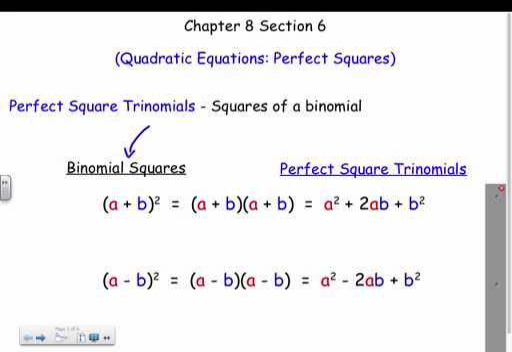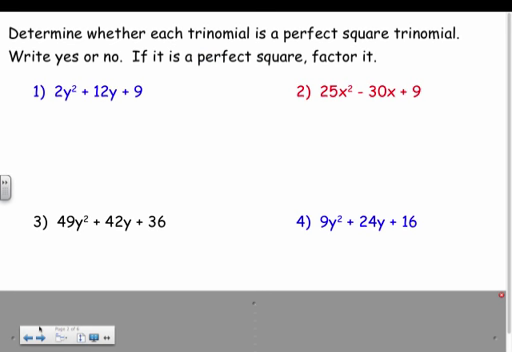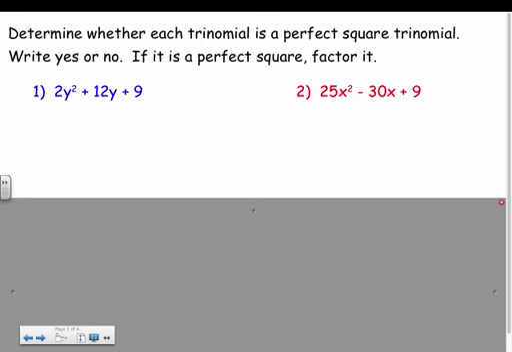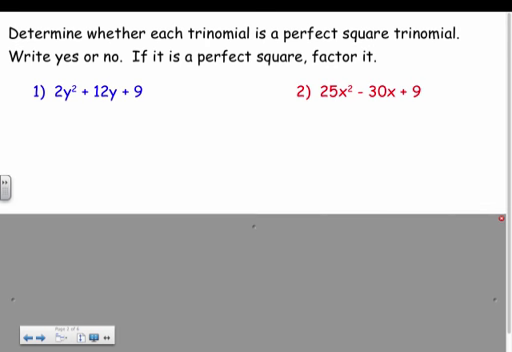So hopefully we remember doing that back from last chapter, because if you don't, it's going to be kind of tough to factor here, because we have to recognize when we have a perfect square trinomial in order to factor back to one of our binomial squares. So let's take a look here. It says determine whether each trinomial is a perfect square trinomial, yes or no. If it is a perfect square, we're going to factor it.